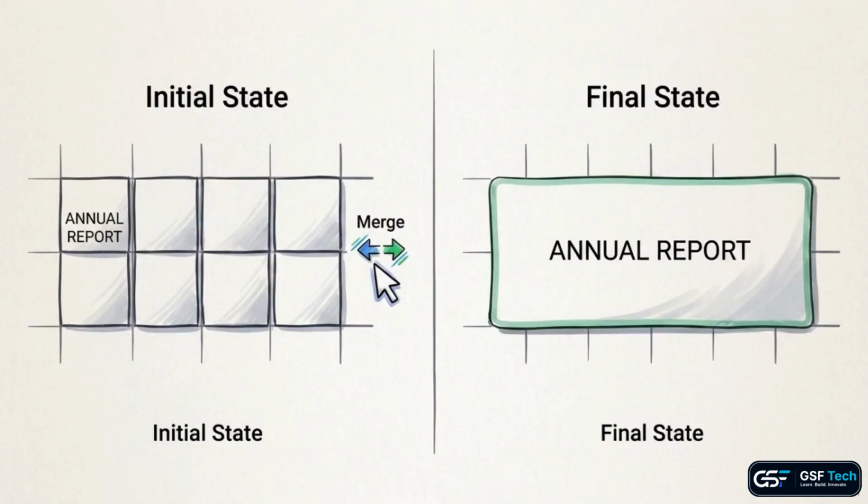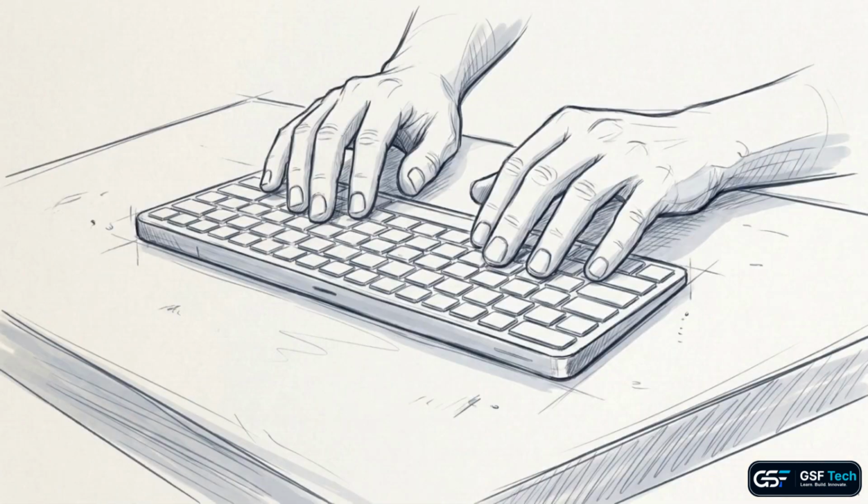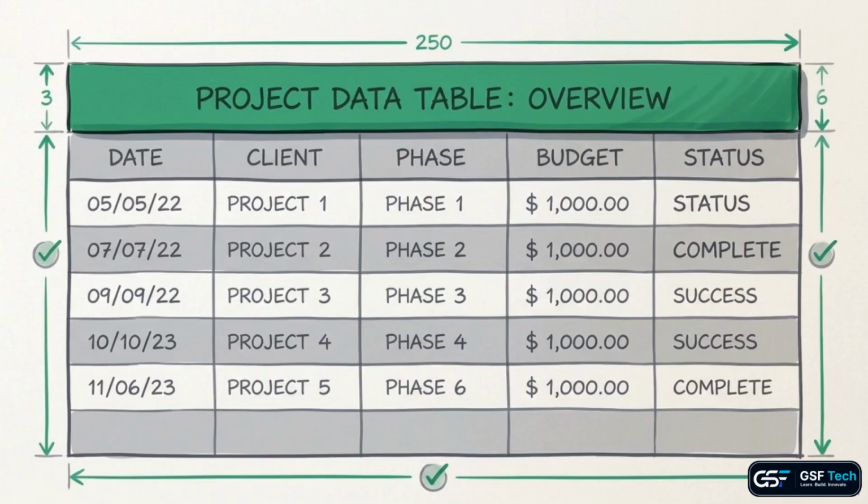Instantly, those individual cells collapse into one large, continuous block, and your text slides perfectly into the center horizontally. Using this specific alignment command is standard practice in data entry. It creates clear, unified titles that frame your dataset beautifully without breaking the grid structure for the rows beneath it.